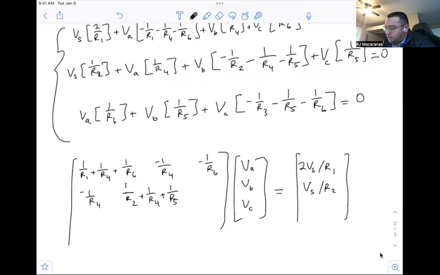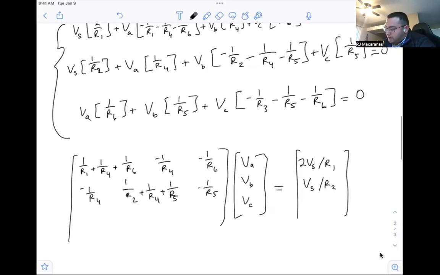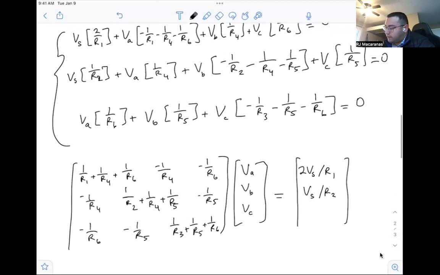Right, and I could have chosen to move VS to the other side, but you guys know how to solve these systems of linear equations by now, I hope. And then lastly, I just move everything to the other side to keep it consistent here. So minus 1 by R5 and 1 by R3 plus 1 by R5 plus 1 by R6. And again, in this last equation, we don't have any VS terms, so that's going to sum up to 0.